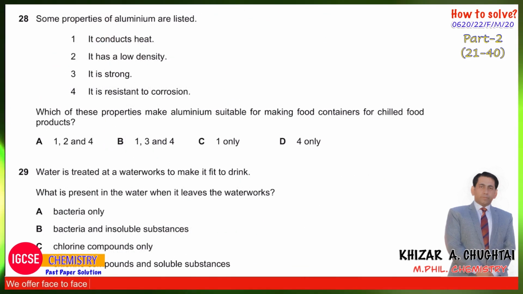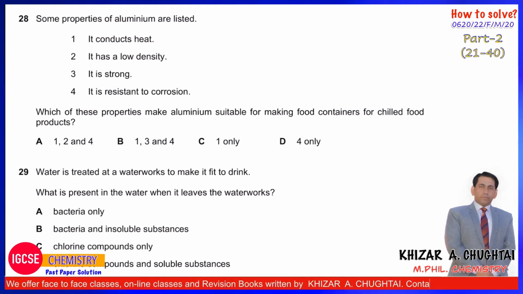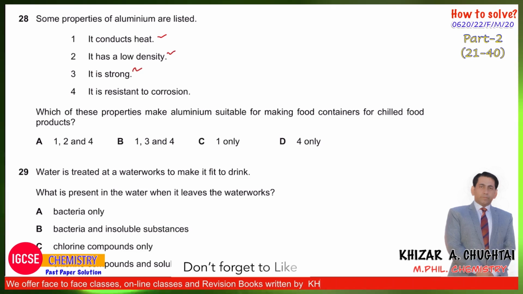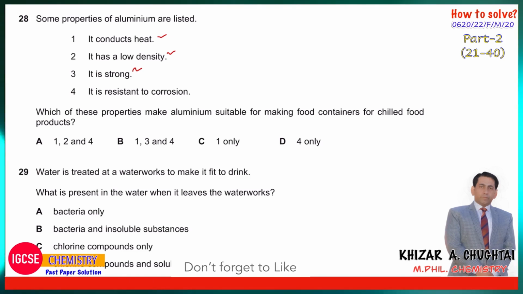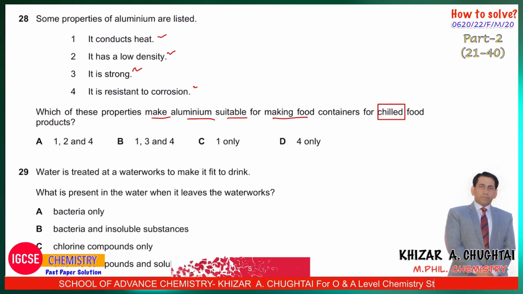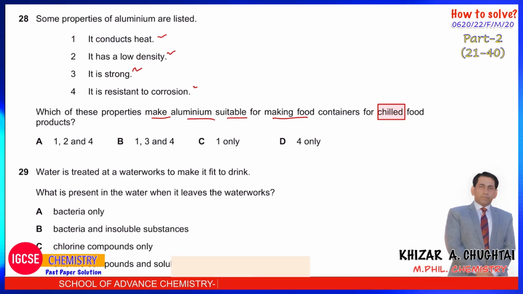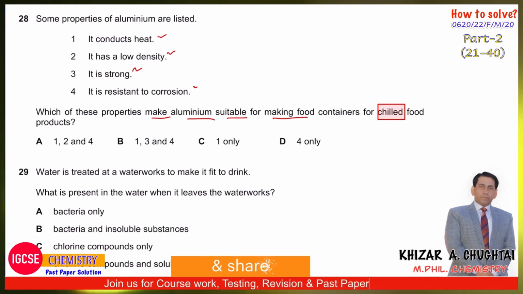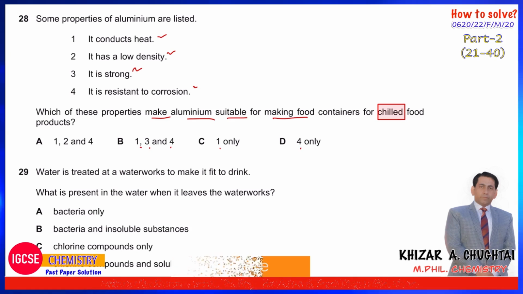Question number 28. Some properties of aluminium are listed. Number 1, it conducts heat. Number 2, it has low density. Number 3, it is strong. Number 4, it is resistant to corrosion. Which of these properties make aluminium suitable for making food containers for chilled food products? Option A 1, 2, and 4. Option B 1, 3, 4. Option C 1 only, and option D 4 only.